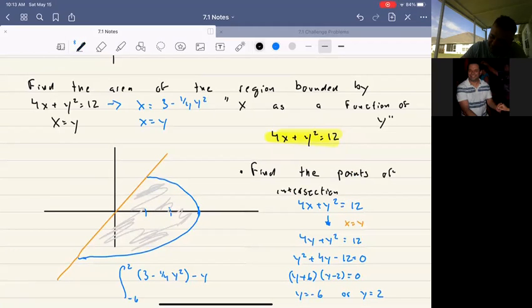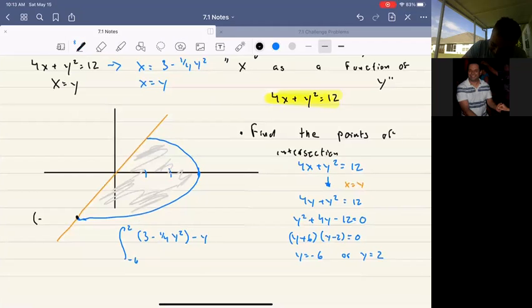So this point here, I don't even really care what the x value is. Well, it's negative 6 because this is y equals x. So it's negative 6, negative 6. And this point here is 2, 2. Okay? All right. I'll see you all in the next video.